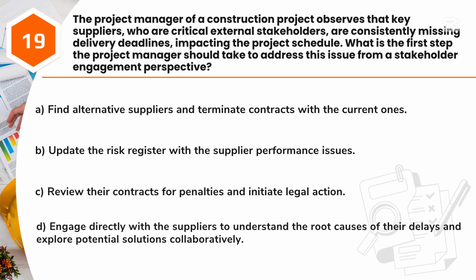A. Find alternative suppliers and terminate contracts with the current ones. B. Update the risk register with the supplier performance issues. C. Review their contracts for penalties and initiate legal action. D. Engage directly with the suppliers to understand the root causes of their delays and explore potential solutions collaboratively.